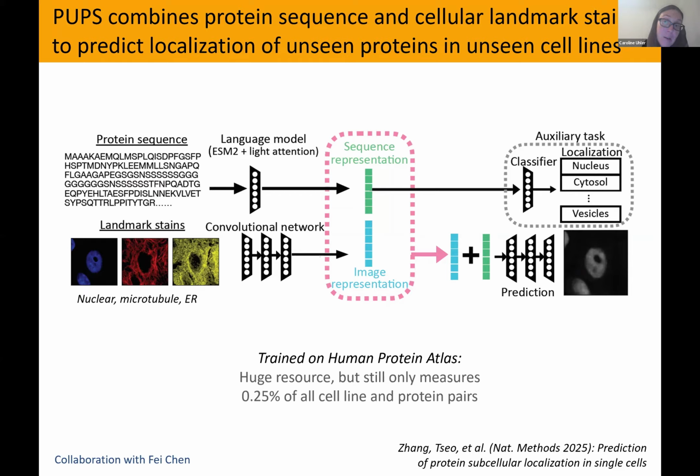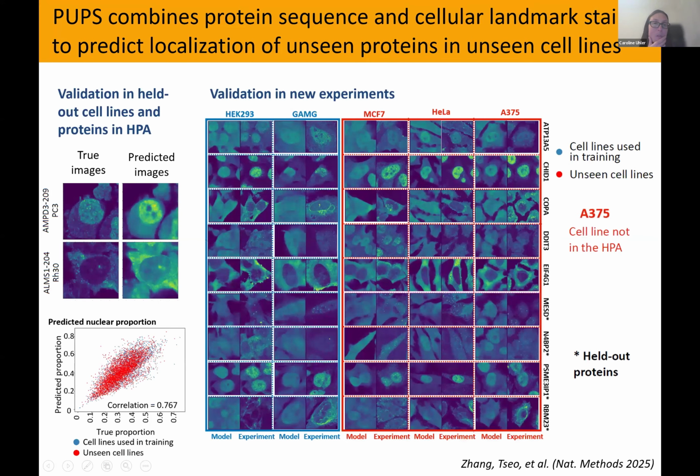But the question is, how well does this work? In particular, how well does it work for cell types that you have never seen in training? Maybe even cell types that are not in the Human Protein Atlas. And so this is some validation experiments. This was in collaboration with Fei Chen's lab. And these are maybe the results I'm most excited about.